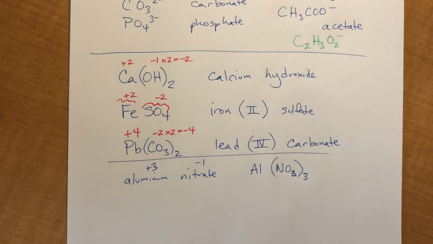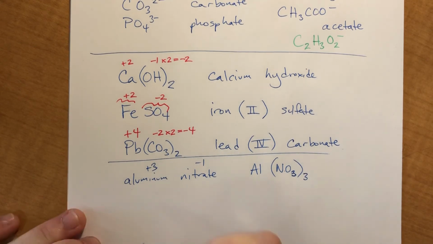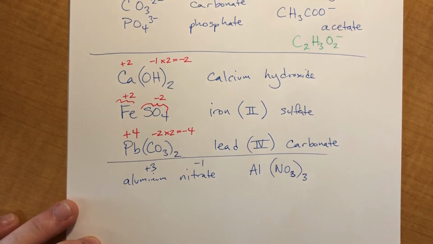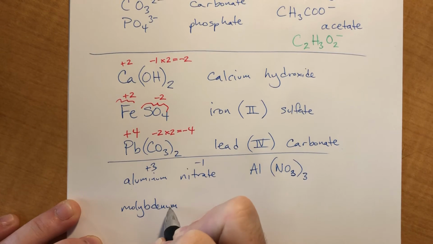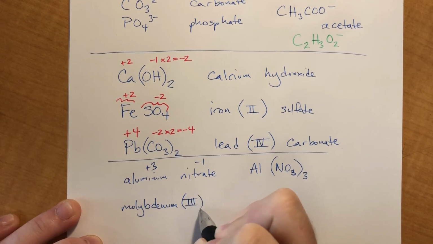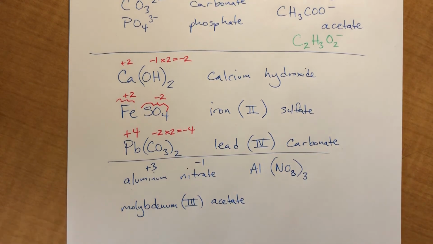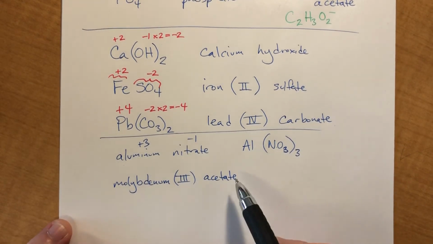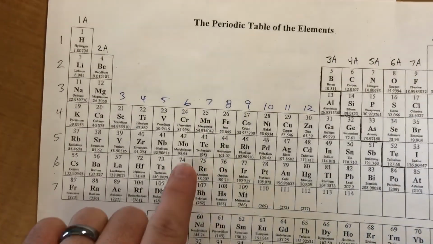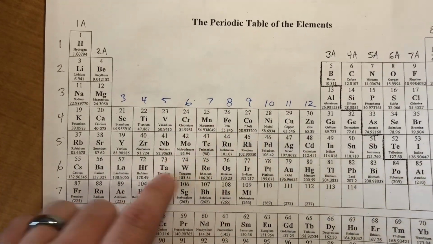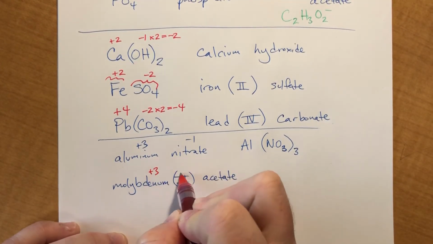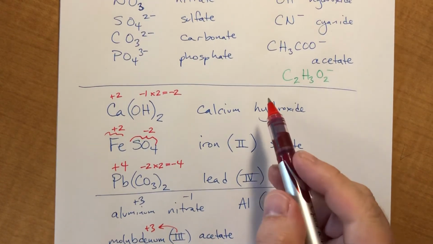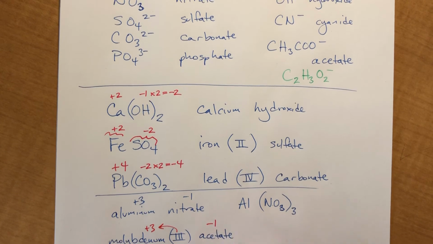Okay. Let's try one with a Roman numeral in it just to see how this works. Let's go with molybdenum, which is kind of a weird word to spell. Molybdenum(III) acetate. Okay, this time we do have a Roman numeral. We do also have a polyatomic ion. Molybdenum is in the middle here. It's one of the ones we can't predict, but that's fine because we know the Roman numeral. So, because this is a 3, this is going to be +3. Acetate is CH3COO minus. It's going to have a -1 charge.